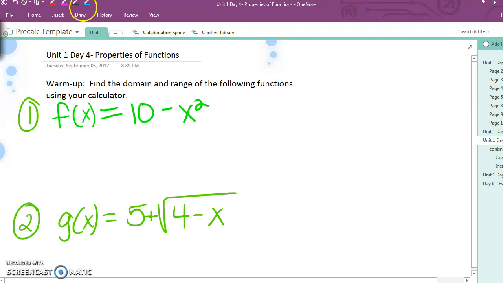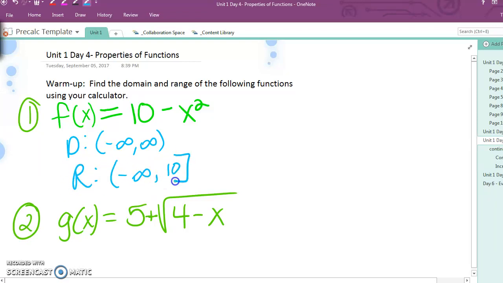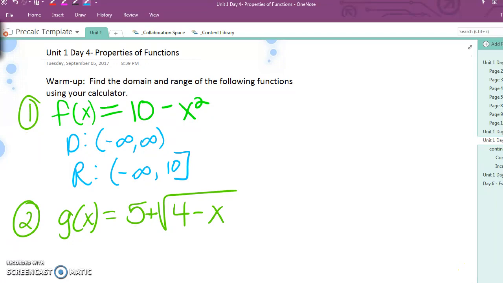So the highest y value that I get to is 10. So for that answer, the domain we said is all reals, negative infinity to infinity. The range is from negative infinity up to 10, and it did include 10, so that's your square bracket, your hard bracket.